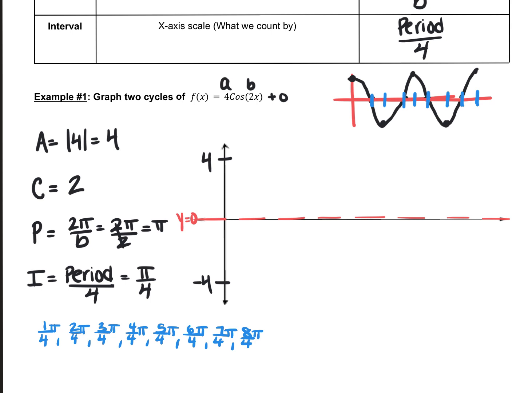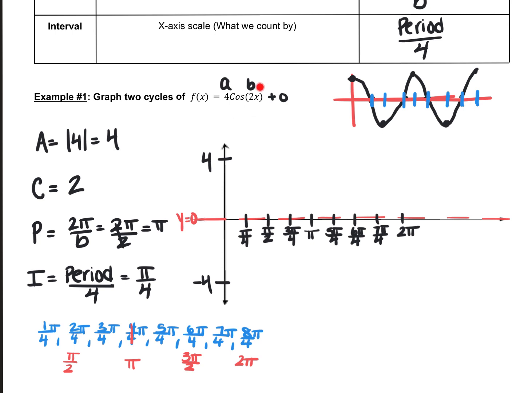Any of them that can. Like I know this one can be pi over 2. This one can reduce to pi. This one can reduce to 3 pi over 2. And this one can reduce to 2 pi. So feel free to use the simplified ones or not. The choice is yours. But we need 8 tick marks now. 1, 2, 3, 4, 5, 6, 7, and 8. And we're going to go ahead and put these values again. Pi over 4, pi over 2, 3 pi over 4, pi, 5 pi over 4, 6 pi over 4, 7 pi over 4, and 2 pi.